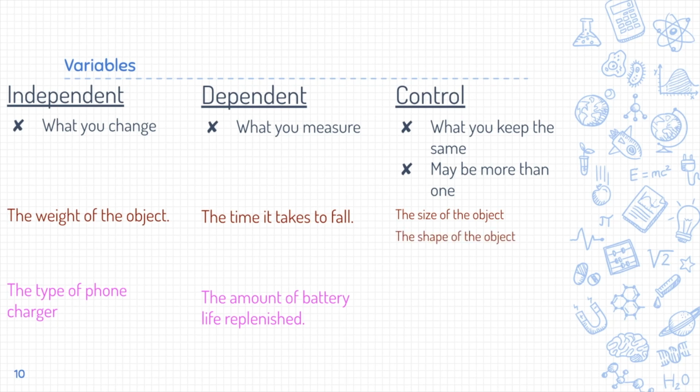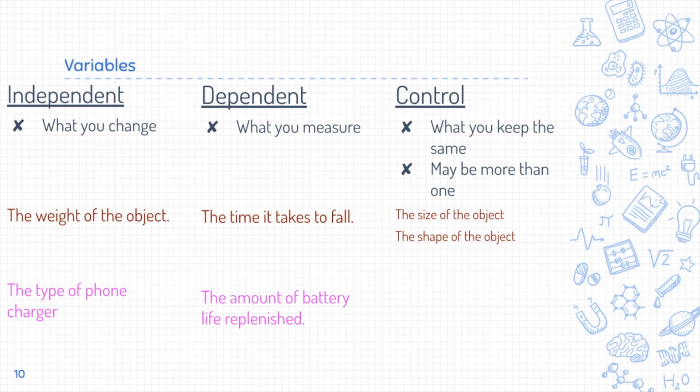You may also want to make sure that the shape of the object is the same, just in case that affects it. You don't want to drop the first one and it's in a shape of a cube, and then the second object is in the shape of a sphere. So an example of how you could do this is, if you want to change the weight but not the size and the shape, you can get a light bowling ball, a medium bowling ball, and a heavy bowling ball, but they all should be the same size and shape, just different weights.